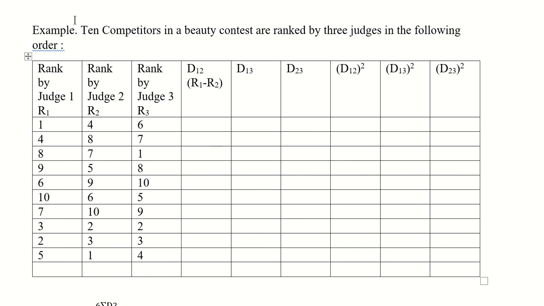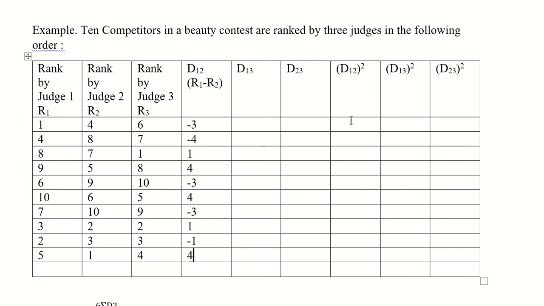R1 minus R2. So 1 minus 4 is minus 3. 4 minus 8 is minus 4. 8 minus 7 is 1. 9 minus 5 is 4. 6 minus 9 is minus 3. Then 10 minus 6 is 4. 7 minus 10 is minus 3. 3 minus 2 is 1. 3 minus 2 is 1. 2 minus 3 is minus 1. 5 minus 1 is 4. So we have calculated D12.